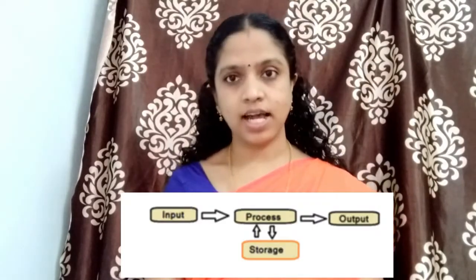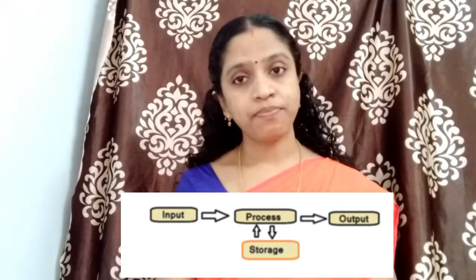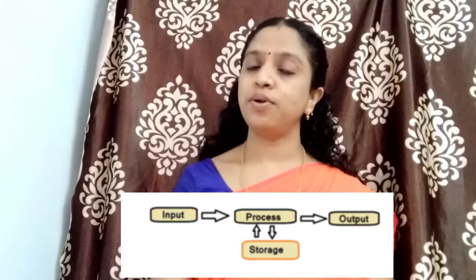The first thing is input. So we give input using some input devices. These input devices convert the data into a form which the computer can understand. The computer cannot understand every language. So these input devices will convert the data given by you into a form which the computer can understand. And that data will be processed in the Central Processing Unit.